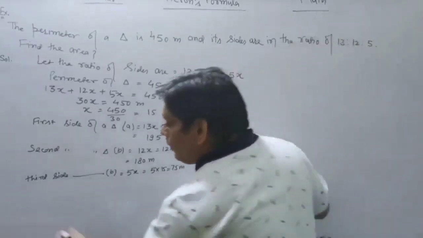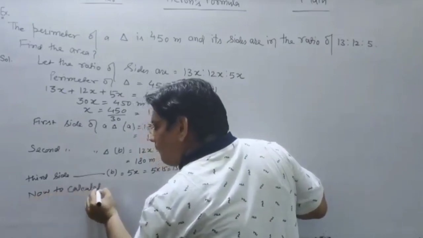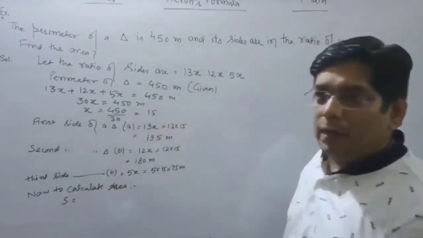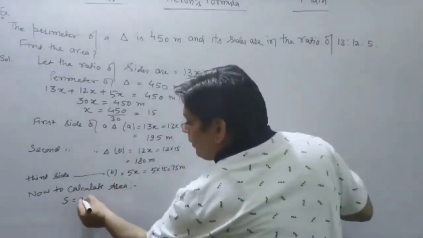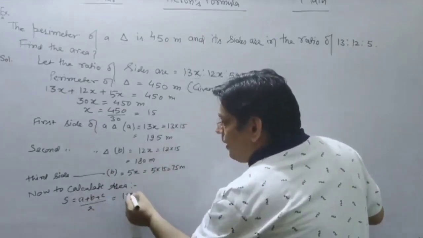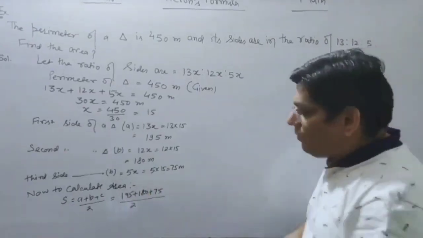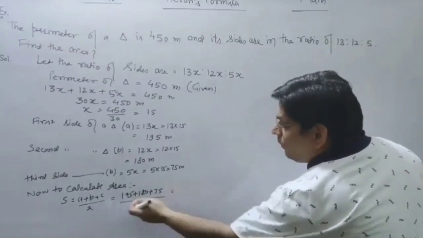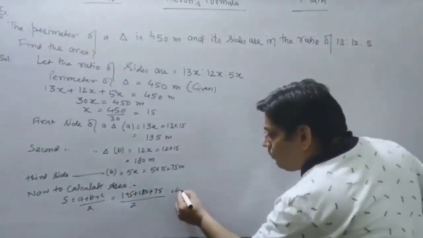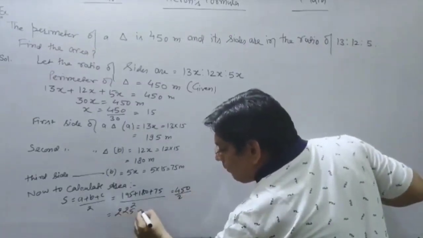Now what we do to calculate the area: first of all we have to calculate s, that means semi-perimeter, which is known as a plus b plus c divided by 2. a means 195, 180 and 75. So 195 plus 180 plus 75 divided by 2, that means 450 divided by 2, that will be 225 meter.